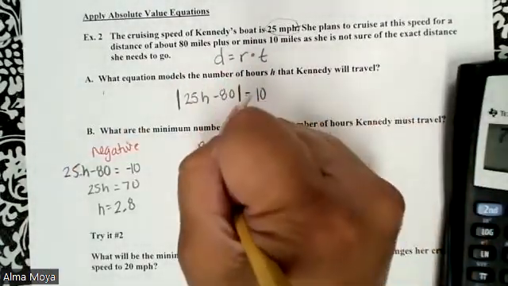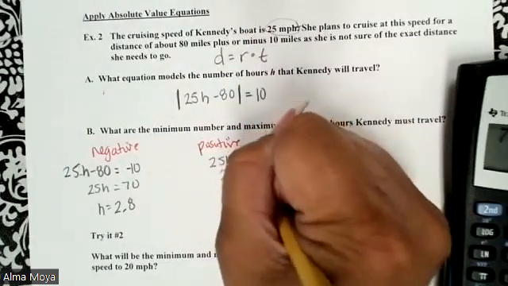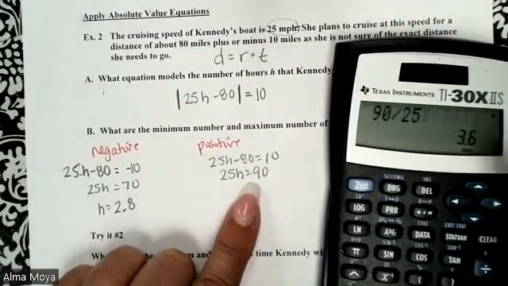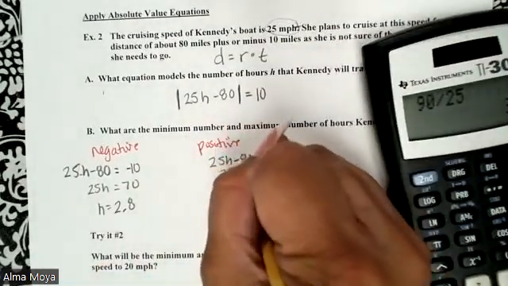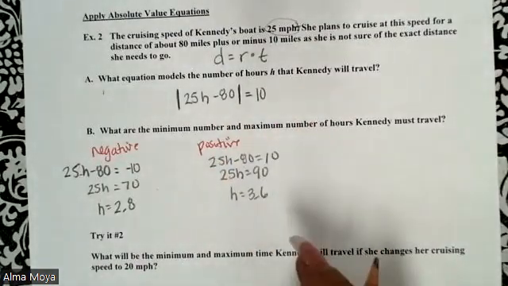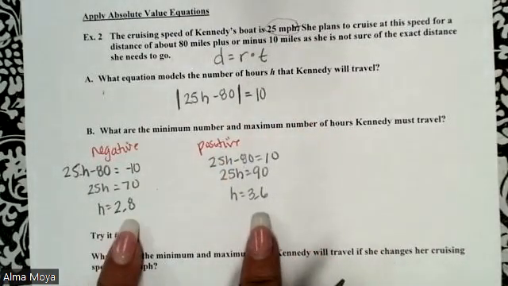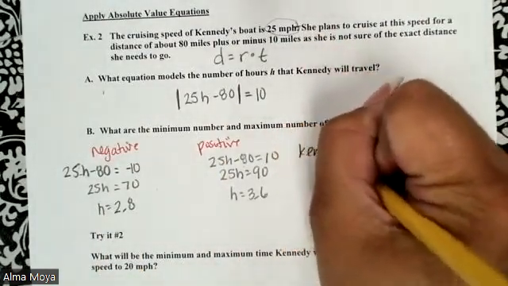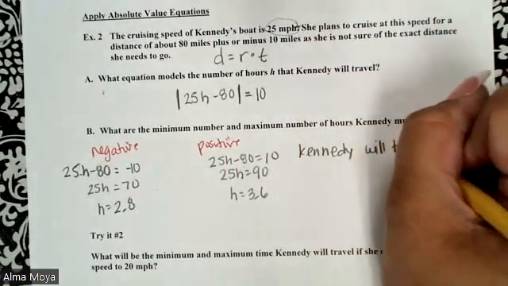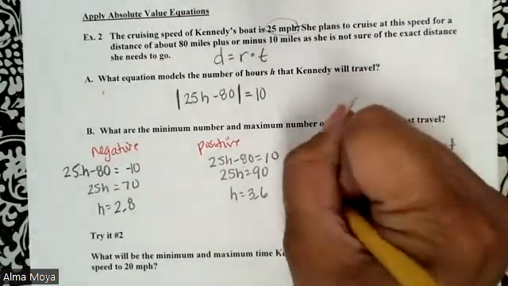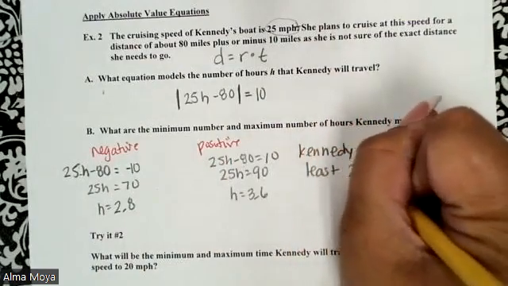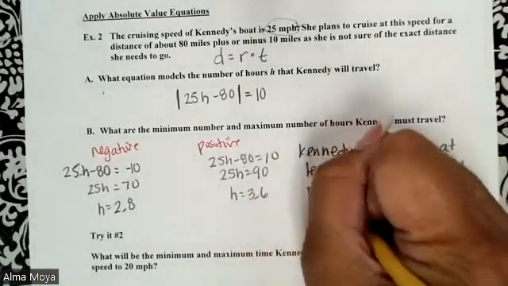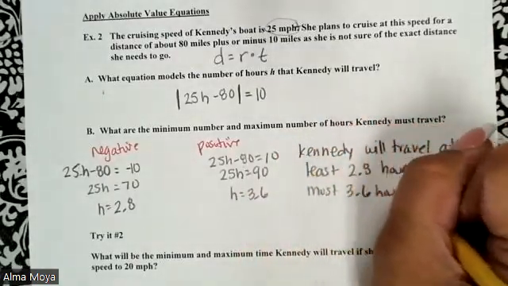On this side, I'm going to add 80 to both sides, so 25h equals 90. And then when I divide by 25, 90 divided by 25 equals 3.6. So here, h is equal to 3.6. So basically, the time has to be between 2.8 hours and 3.6 hours. So Kennedy will travel at least 2.8 hours and at most 3.6 hours.